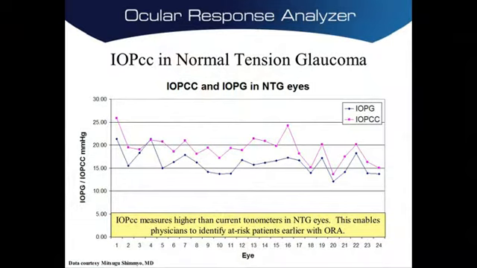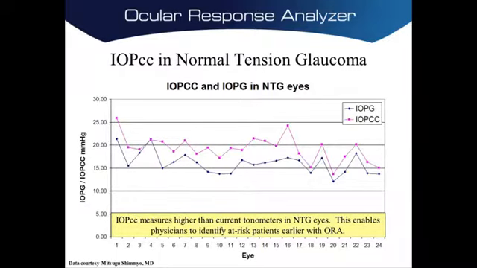Now, when you start looking at this in different pathologies, you see very interesting things. Here's IOPcc and IOPG in a population of normal tension glaucoma eyes. And remember, normal tension glaucoma patients are typically patients who have glaucoma, who are progressing in glaucoma, but generally measure normal or low on Goldmann tonometry. And we pointed out early in the presentation that when you look at the hysteresis of these eyes, you see that they are, as a group, biomechanically weaker than normals, even biomechanically weaker than primary open-angle glaucoma eyes.